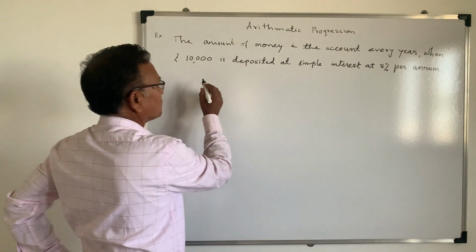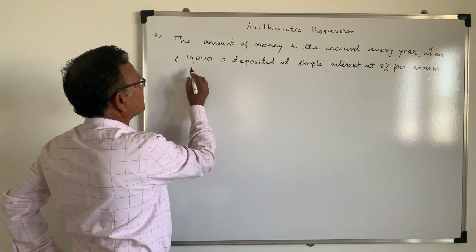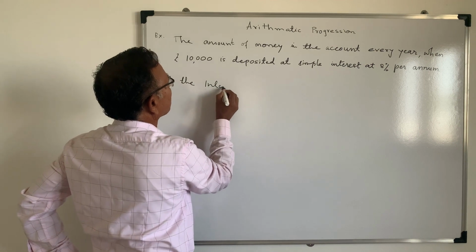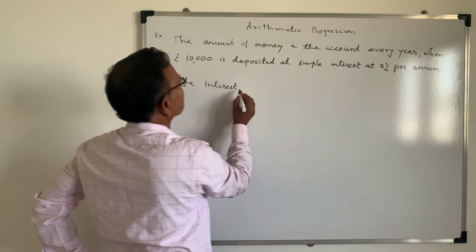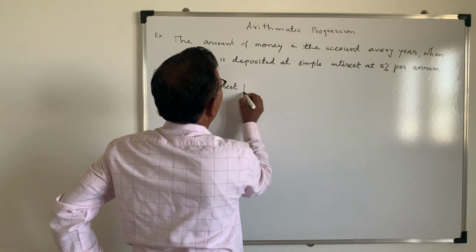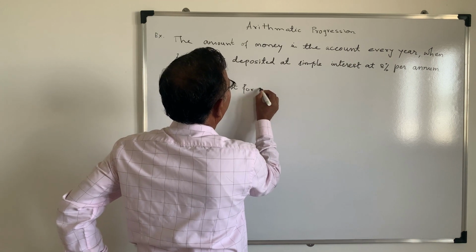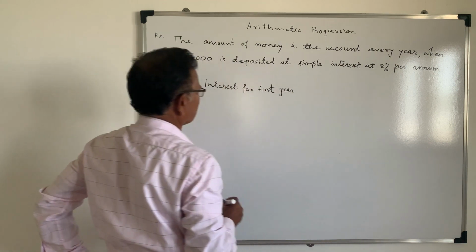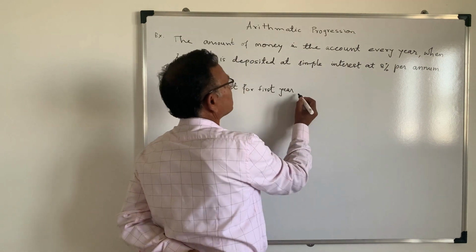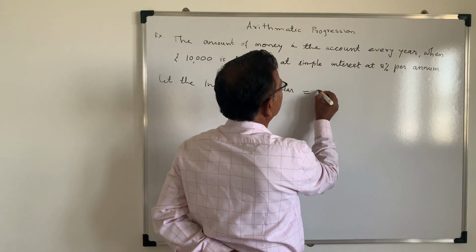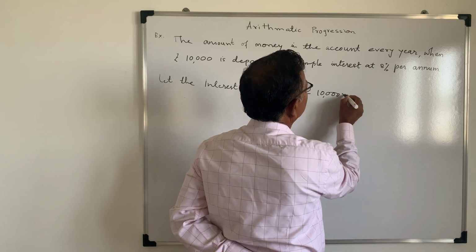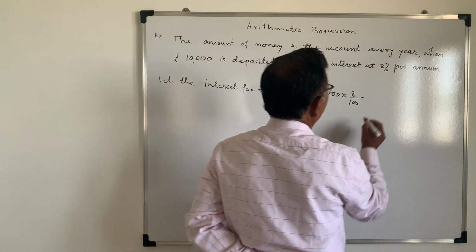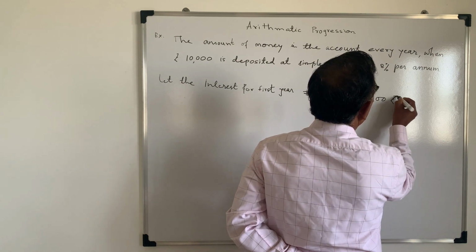So 8% per annum means, let the interest for first year will be 10,000 into 8 by 100, and that will be 800 rupees.